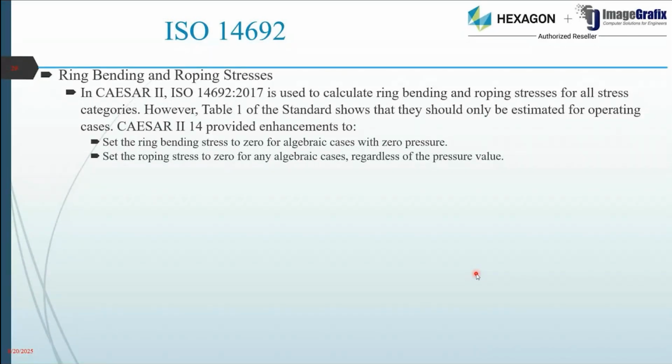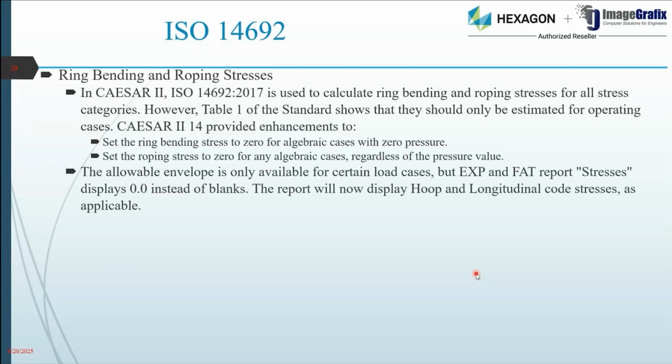Now Caesar II 14 has provided some enhancements to address this issue, that is, set the ring bending stress to 0 for algebraic cases with 0 pressure. Set the roping stress to 0 for any algebraic cases regardless of the pressure values. So these are some provided enhancements which have been implemented, and based on that the ring bending and roping stresses are evaluated. The allowable envelope is available only for certain load cases, but expansion and fatigue report stresses display 0 instead of blanks. Hoop and longitudinal code stress as applicable.